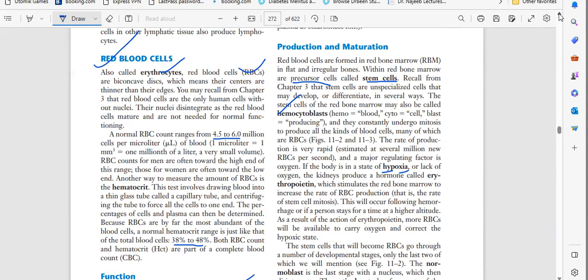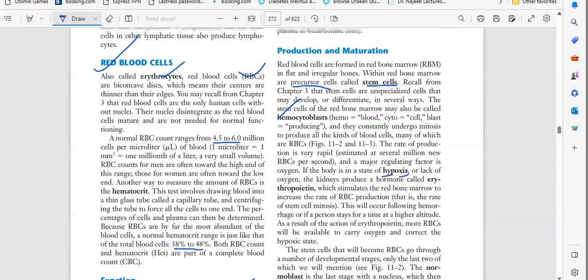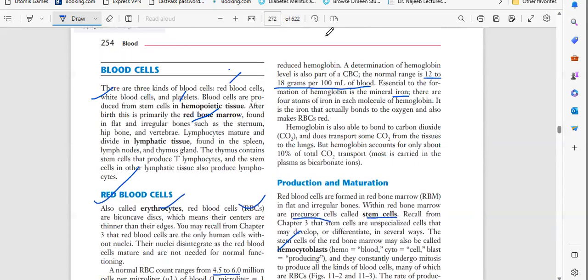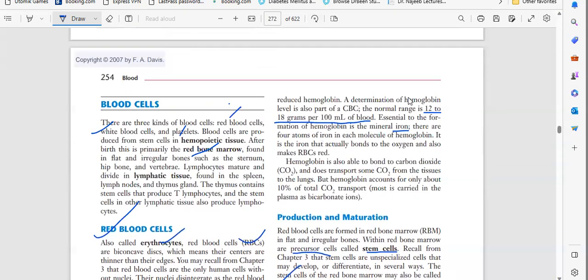And again, HB also normal. The normal range of HB is 12 to 16. Other than hemoglobin, RBC not only bind with oxygen, it also binds with carbon dioxide, but only 10 to 20%. Other carbon dioxide is released from the body with the help of bicarbonate.